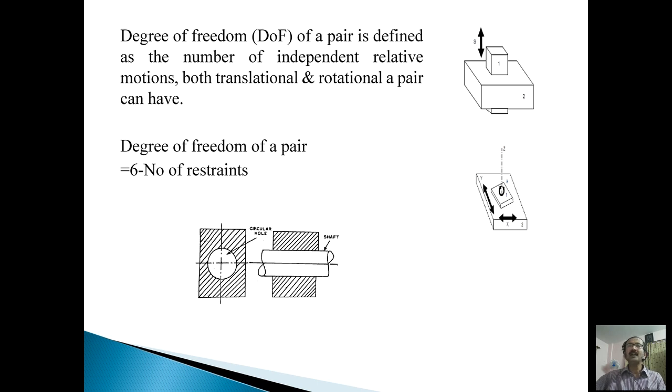Now similarly, in the third diagram, a circular shaft is inside a circular hole. So in this case, the translatory motion of the shaft along this particular axis is there, and also the rotational motion about that same axis. So in this case, the degree of freedom of this shaft is 2.